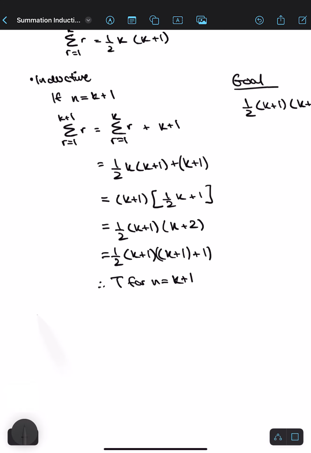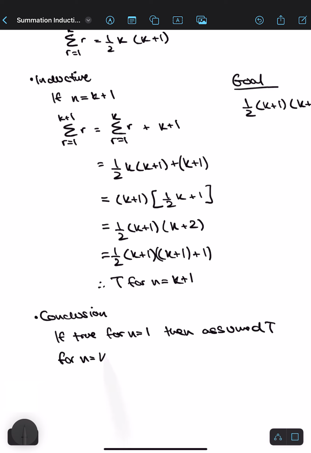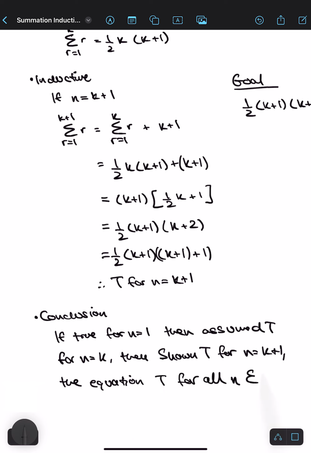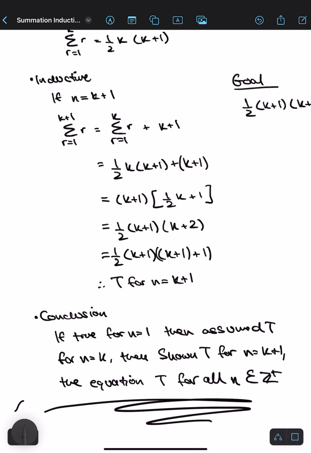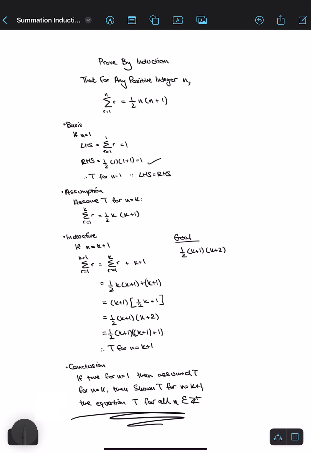Then all you have to do is write the conclusion step. So if true for n equals 1, then assumed true for n equals k, then shown true for n equals k plus 1, the summation equation is true for all positive integers of n. And this entire thing here is your answer.